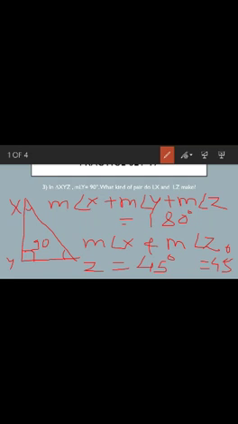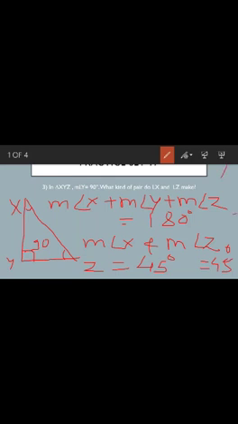So the measurement of angle X plus the measurement of angle Z is equal to 90 degrees, and Y is also 90 degrees, so it will become 180 degrees. That is, the measurement of the three angles of a triangle should be 180 degrees, sorry. So that is why angle X and angle Z should be 45 degrees and 45 degrees, so that their sum is 90 degrees, which means angle X and angle Z are complementary angles. Okay students?